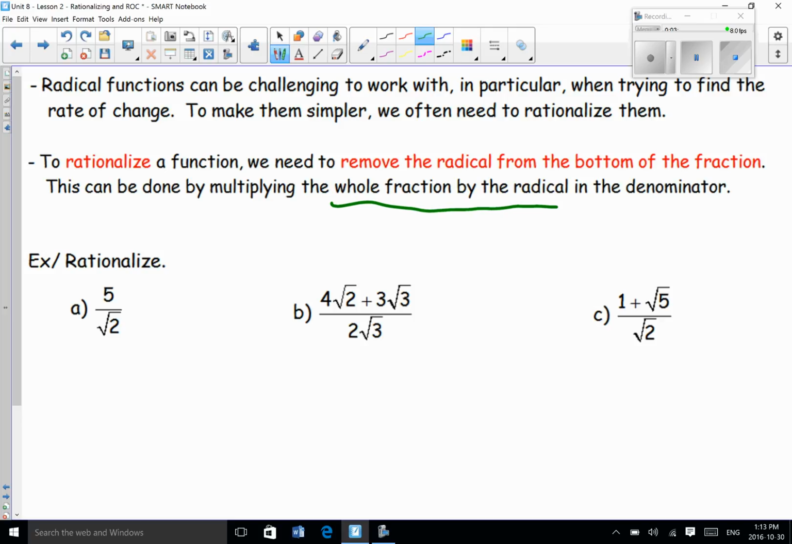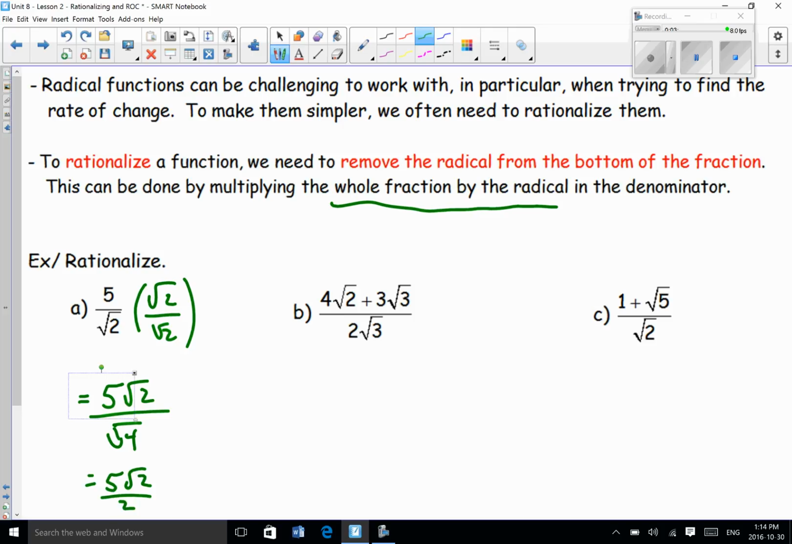So for instance, if I had 5 over root 2 and I want to get rid of the root 2 from the bottom, I can multiply the whole thing by root 2, top and bottom. If I do that, I get 5 root 2 on top. They're not radicals, so the whole number goes in front, the radical goes afterwards, over root 2 times root 2 is root 4, but we know root 4 is just 2. So even though it looks sort of more complicated, this is a more forgiving way to work with things, having the radical on the top.